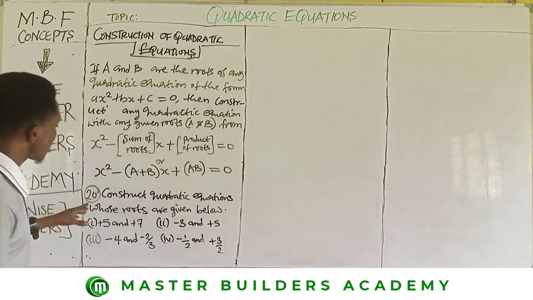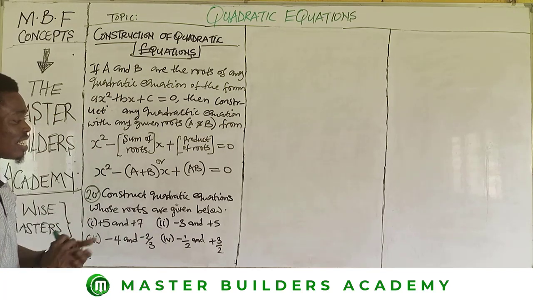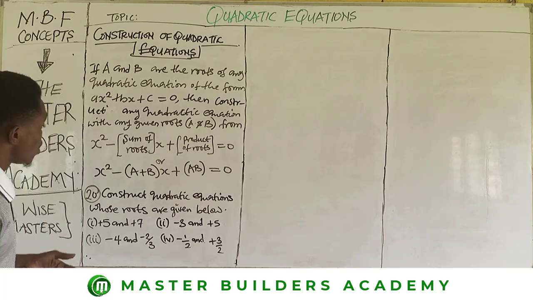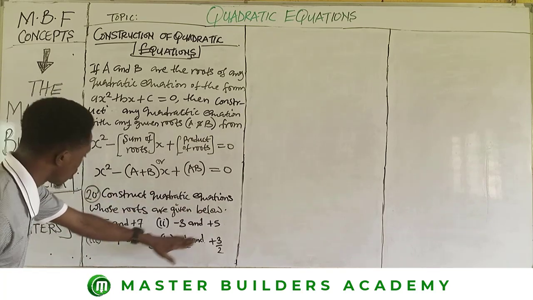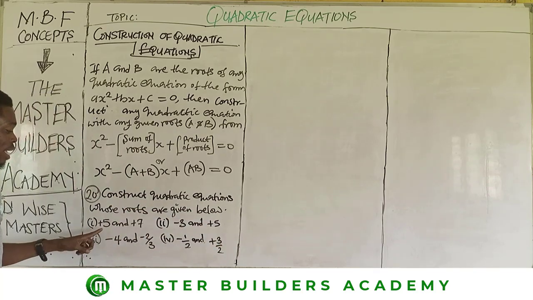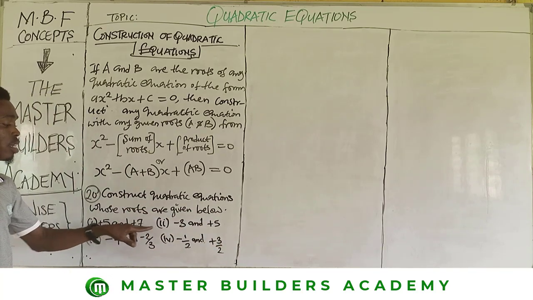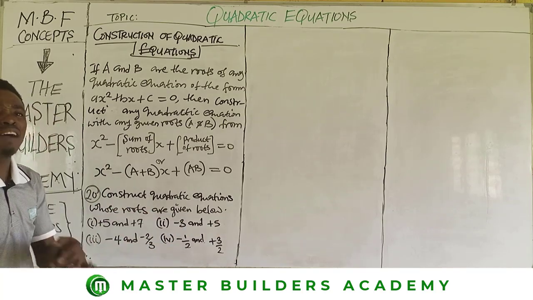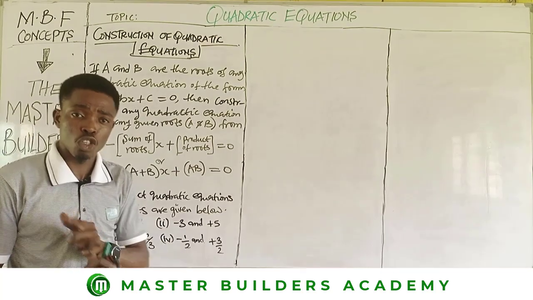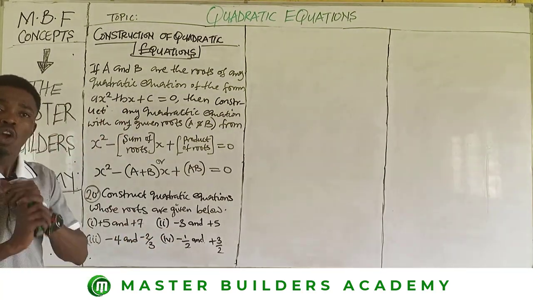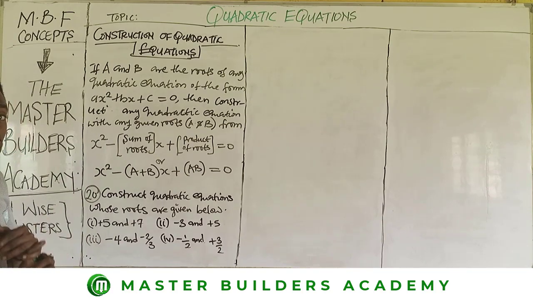So here now, this happens to be question number 20. This is the 20th question we are solving on quadratic equations. We are asked to construct quadratic equations whose roots are given below. The first roots are 5 and 7, second minus 3 and plus 5, then the third and fourth. So we have 4 equations to derive here, which will also take us a long time.